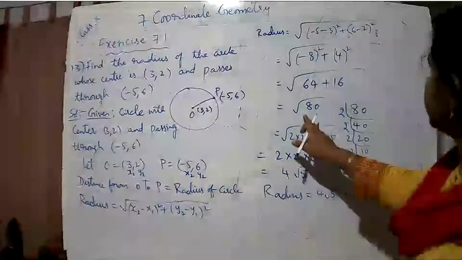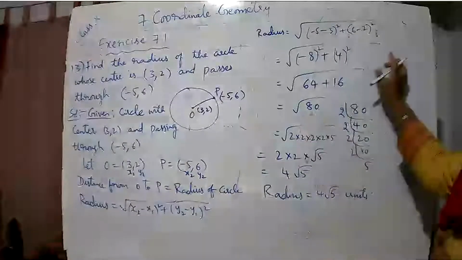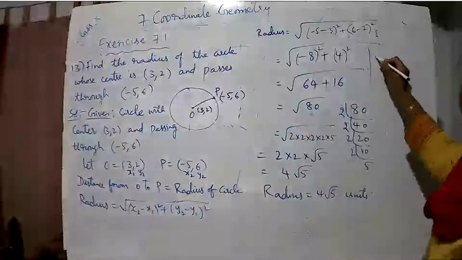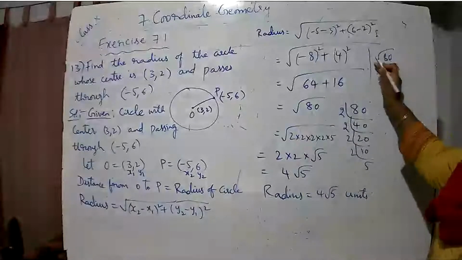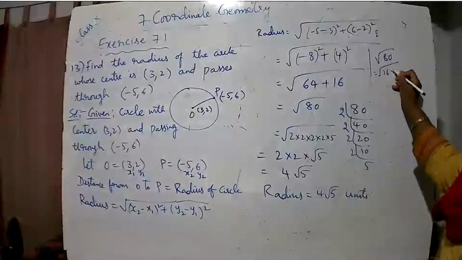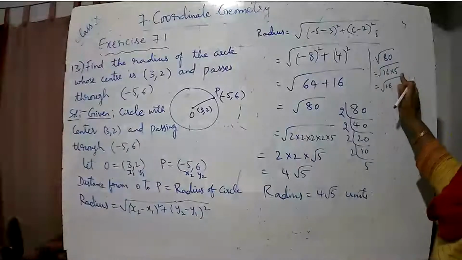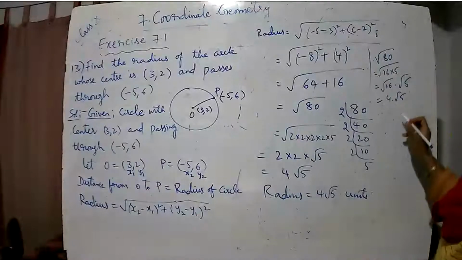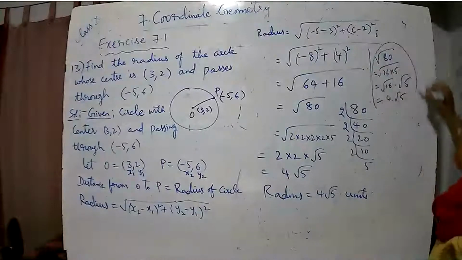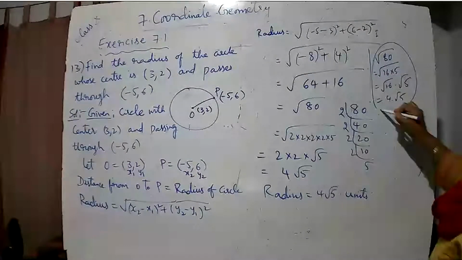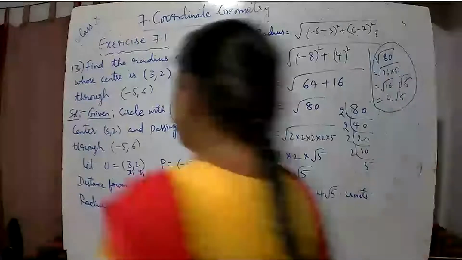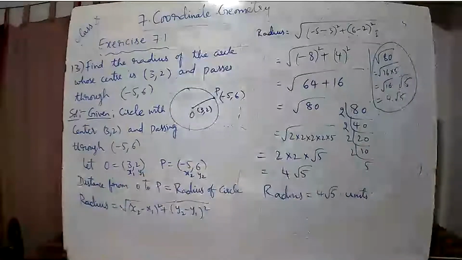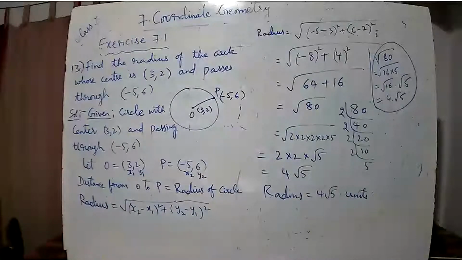Here this root 80 you can simplify in another way. If you know the 16 table, you can write it as 16 5s are 80. That is root 16 into root 5. Root 16 is 4, so 4 root 5. If you know the 16 table directly, you can write it like this. Otherwise, factorize it and do it like this. Equal to 4 root 5 units. In this way, we have to find the solution for the 13th one. So here the answer is 4 root 5 units.